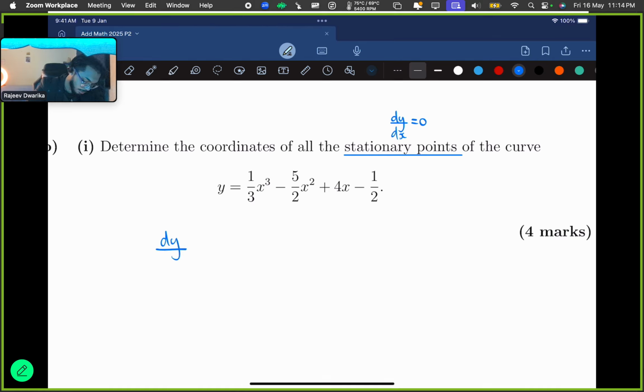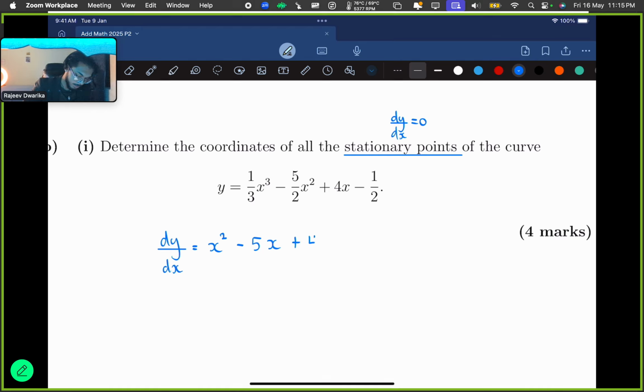And so you're going to differentiate the function y with respect to x. So you're going to multiply 3 by a third. What's 3 by a third? 1. Right, so that's going to be x squared. You're going to take away 1 from the power. What's 2 by minus 5 over 2? Minus 5, and that would just be minus 5x, right? And if I differentiate 4x, what am I going to get?